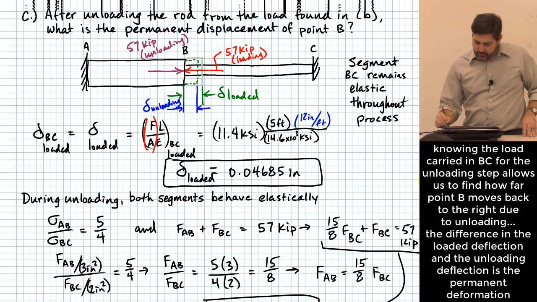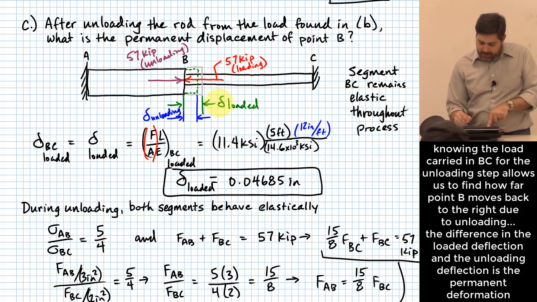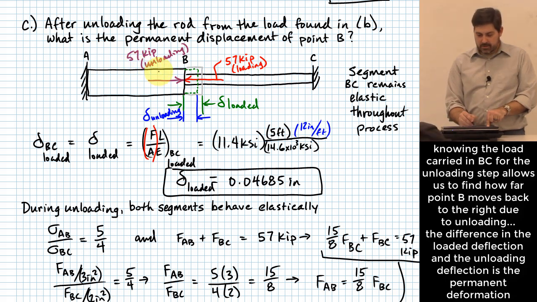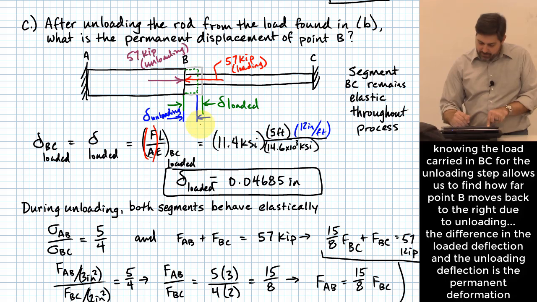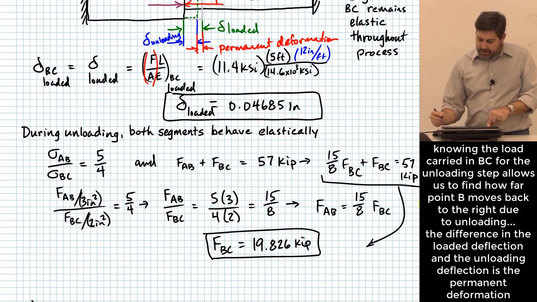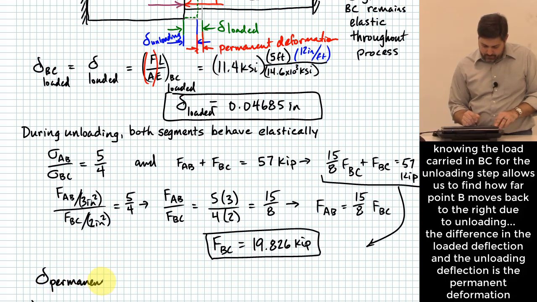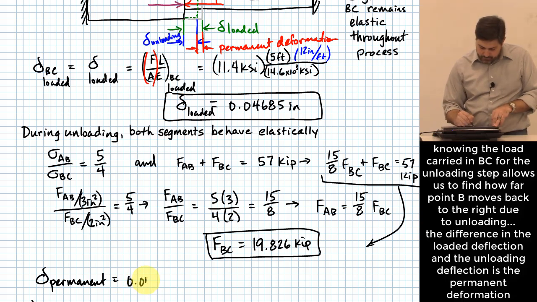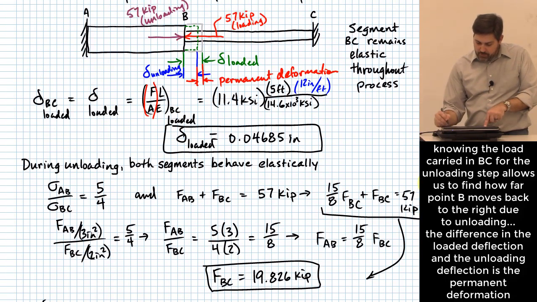And how's that helpful? Okay? Yeah, look back up here. I had my amount of deflection when it was loading, and then here, this is the amount of deflection that happens due to unloading, which is what happens in response to my 57 kip force that's pushing back. What's the final amount of permanent deformation? The difference between these two, right? This is our permanent deformation, okay? And so let me call that delta permanent. It's going to be equal to however much it moved to the left, which we just found was 0.04685 inches, minus however much this thing wants to move back to the right.